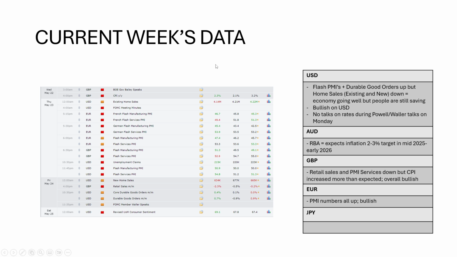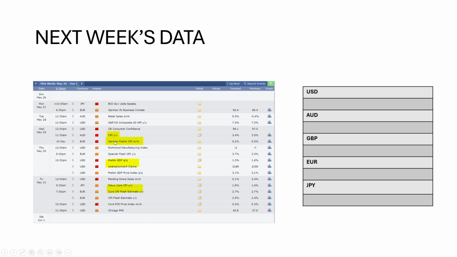AUD, we had RBA speak on Monday or Tuesday, and it was a brief mention of target inflation 2 to 3% in mid 2025 or early 26. Pound again, just saying it's overall bullish, and Euro PMI numbers up. Euro overall bullish this week as well. Next week we've got CPI news, we've got GDP news, quite a big week next week.